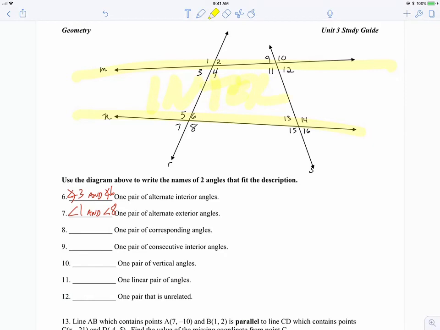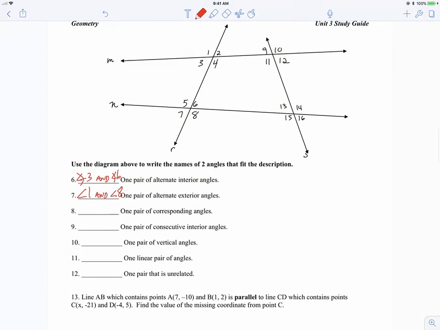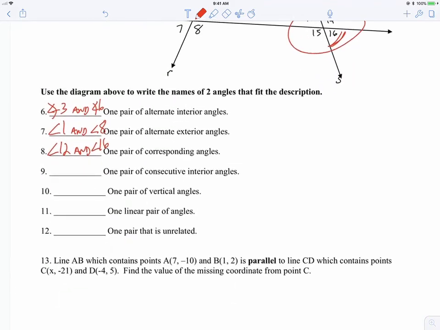interior. So these guys, 1 and 8, are definitely on the exterior. Here's my transversal. One's on the left side of it, the other one's on the right side of it. One pair of corresponding. Well, if I take these 4 and translate them down there, 12 ends up where 16 is. So I'll say angle 12 and angle 16.